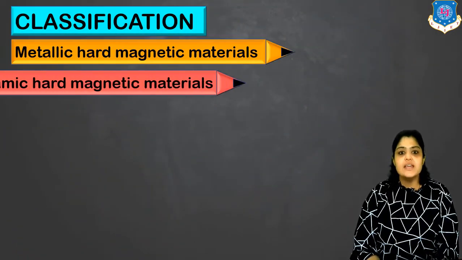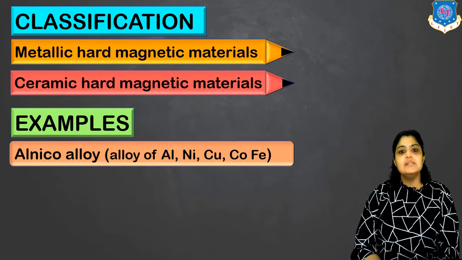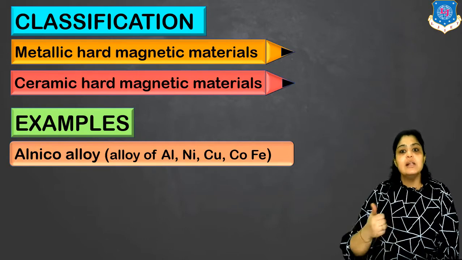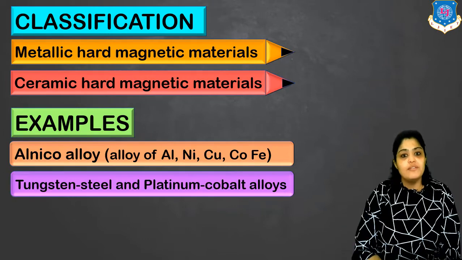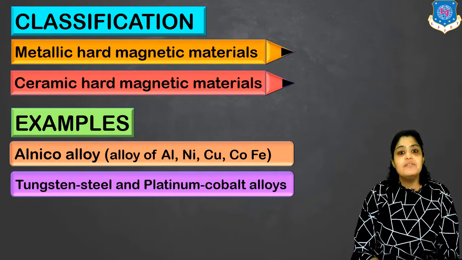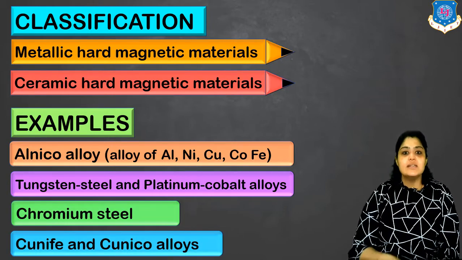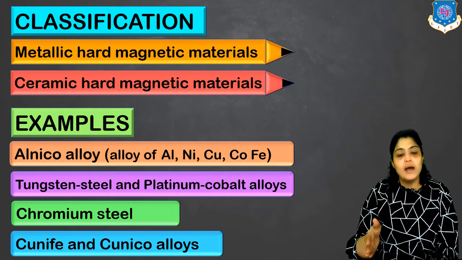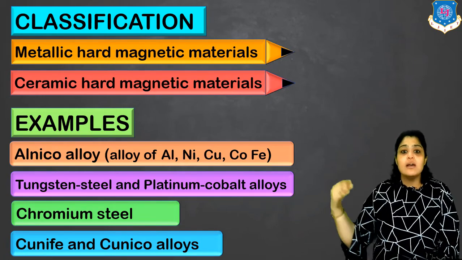Coming on to the classification, they are classified into metallic and ceramic compounds, and some examples are, the first one is alnico alloy, which is aluminium, nickel, copper. Then you have cobalt and iron, so an alloy of all five. Then you have tungsten steel and platinum cobalt. Then you have chromium steel, and lastly we have Cunico and Cunife alloys. Cunico means copper-nickel-cobalt and Cunife means copper-nickel-iron alloys. So these are very common examples of hard magnetic materials.